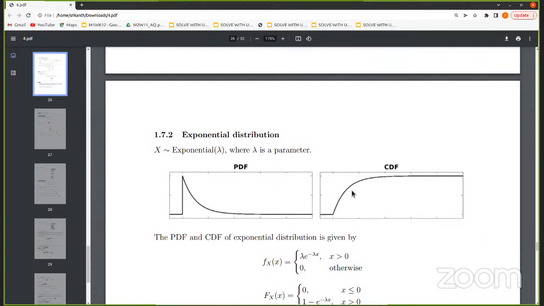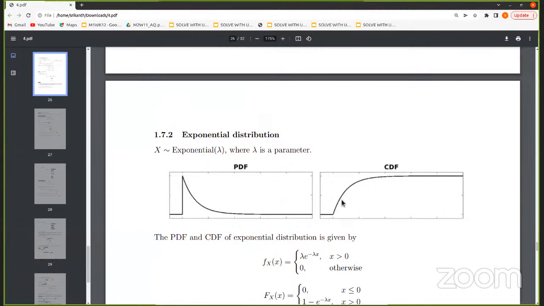Yes. CDF. Yes, got that. CDF. The probability that X takes a value less than or equal to x will be the CDF. So if you look at the value here, that is the probability that X takes a value less than or equal to this particular point.